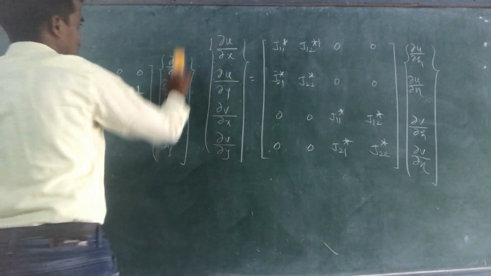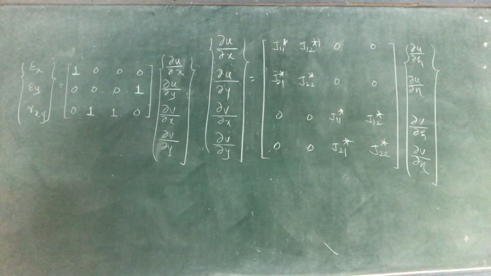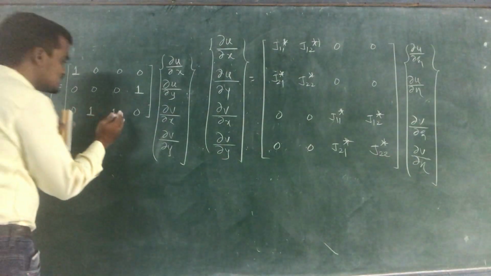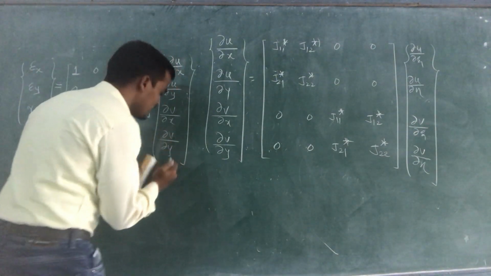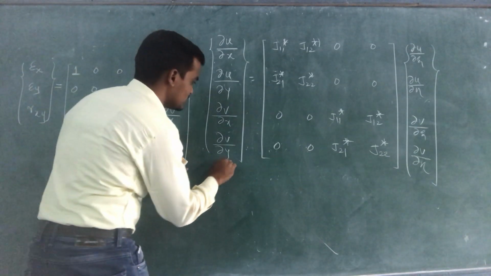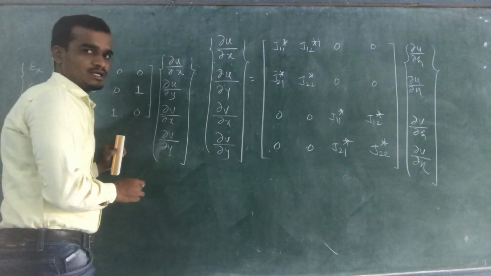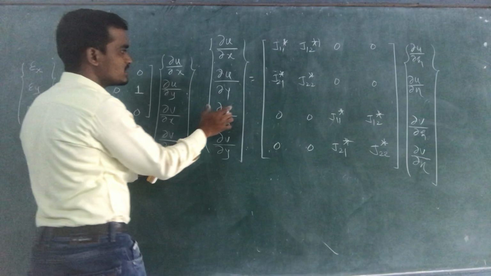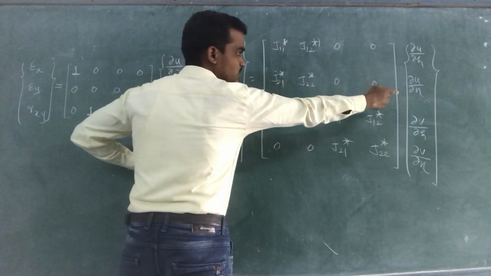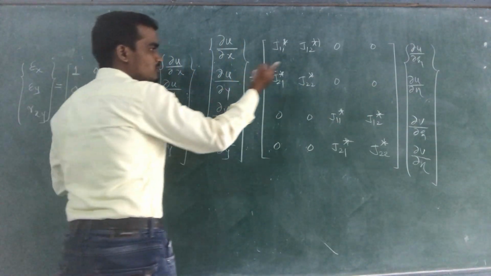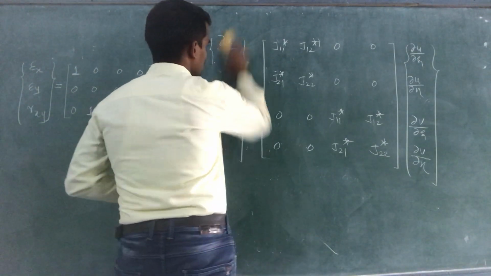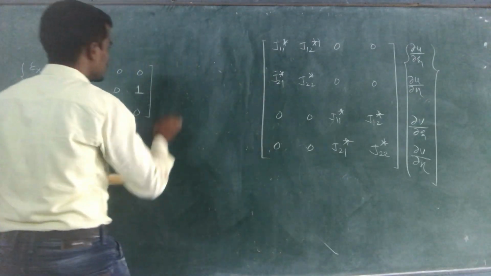Now epsilon x, epsilon y, gamma xy is equal to this matrix into this vector. But this vector we have already determined. This vector and this vector are similar. So instead of this vector, we can put the value from this equation. Actually, this vector is this matrix into this vector. So instead of this vector, we can put these values.